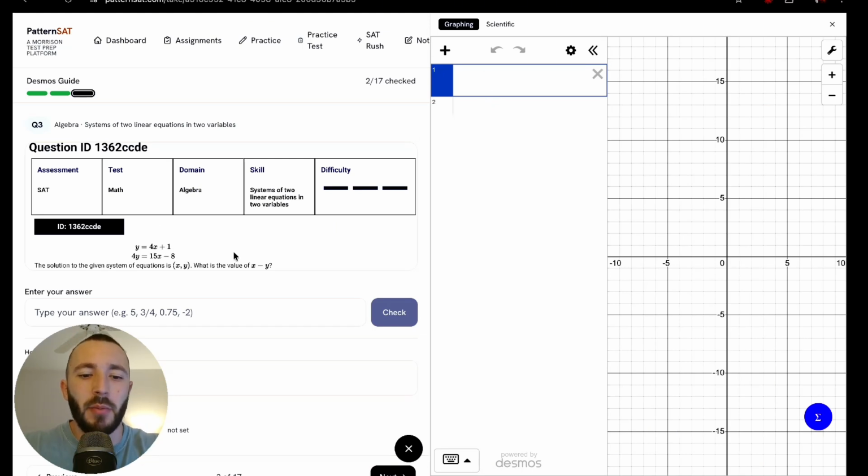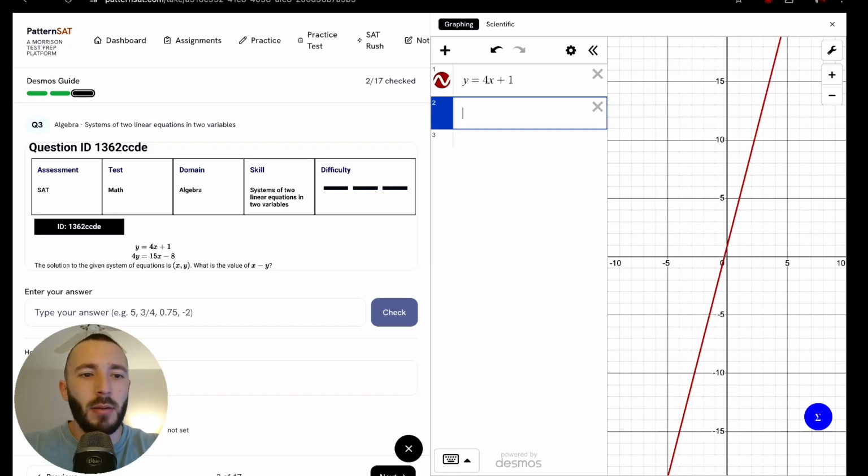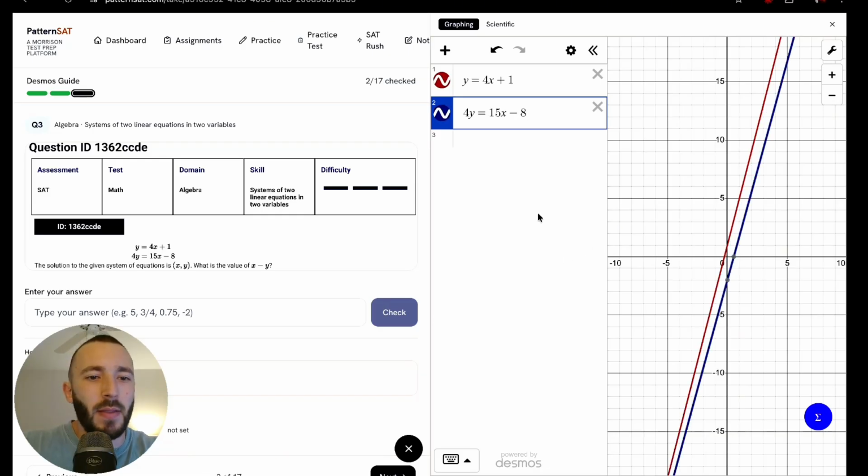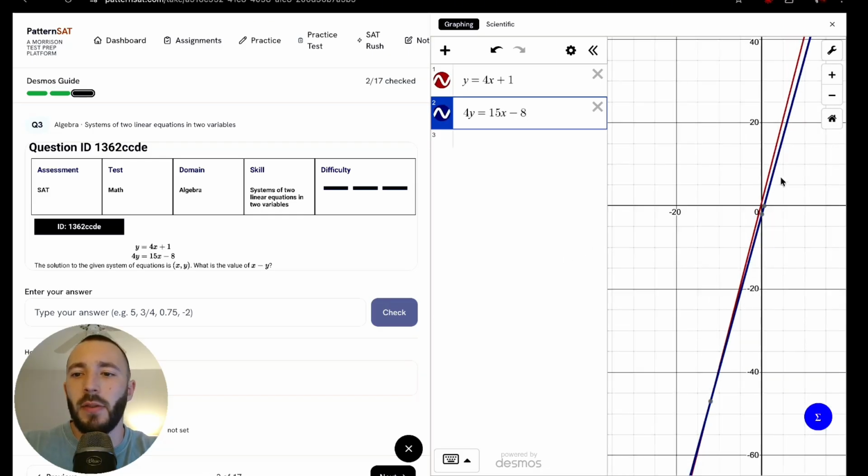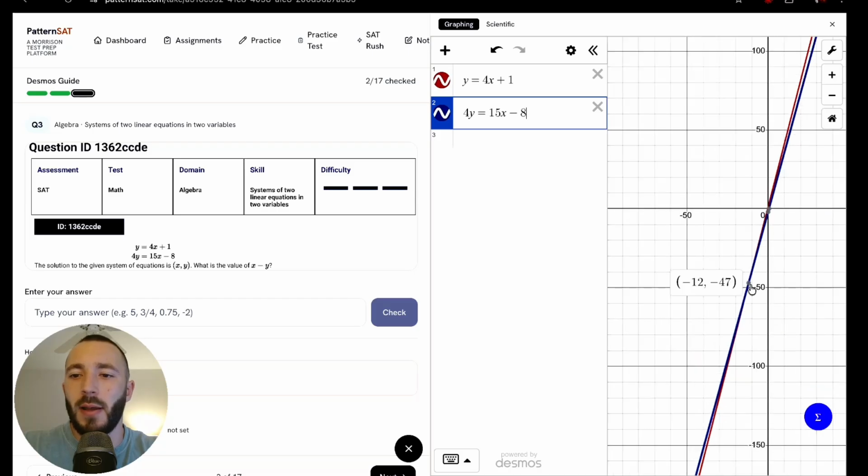This is a very easy problem. y equals 4x plus 1. 4y equals 15x minus 8. I still have students that insist on doing these problems with algebra, and I just don't see why, because it's just too easy to make an algebra mistake. And here, the only mistake you're going to make is typing it in wrong, which is easy to double check.